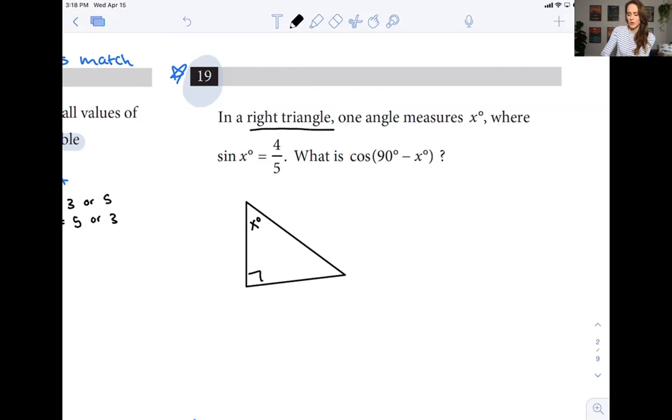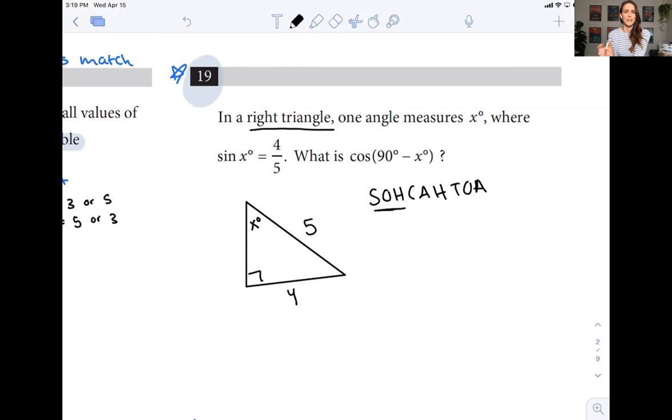Remember SOHCAHTOA? Sine is opposite over hypotenuse, cosine is adjacent over hypotenuse, and then tangent is opposite over adjacent. So since we're dealing with the sine part here, I could say sine of X is the opposite, 4, over the hypotenuse, 5. And then they ask us, what is cosine of 90 minus X?